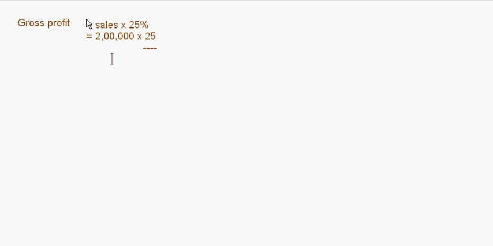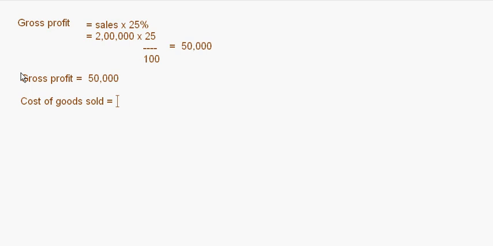So that will be 2 lakh into 25 upon 100, which is 2 lakh into 1 by 4. 2 lakh into 1 by 4 will be 50,000, right? So now we have calculated the gross profit. The gross profit is equal to 50,000.